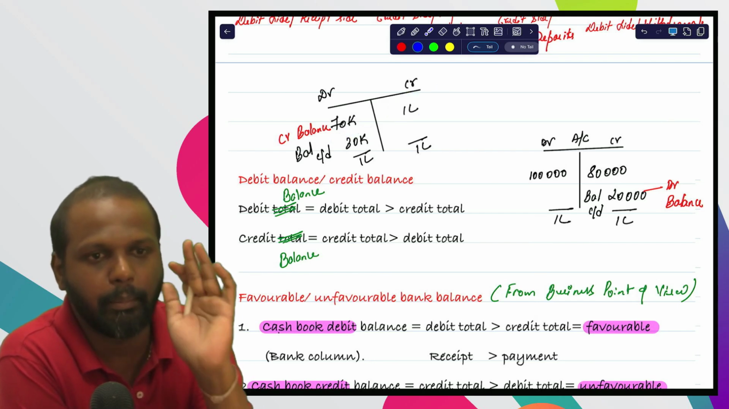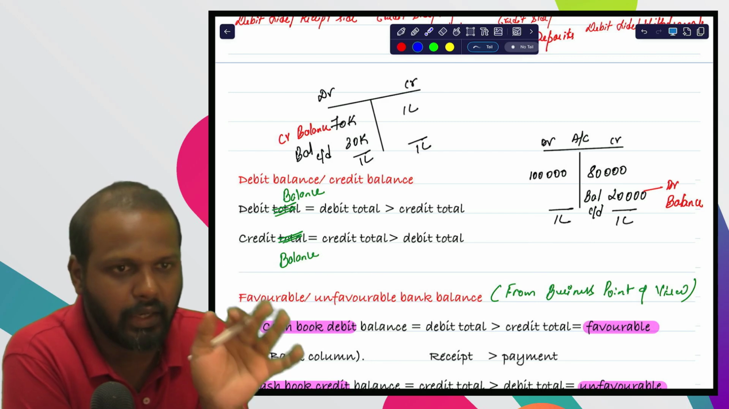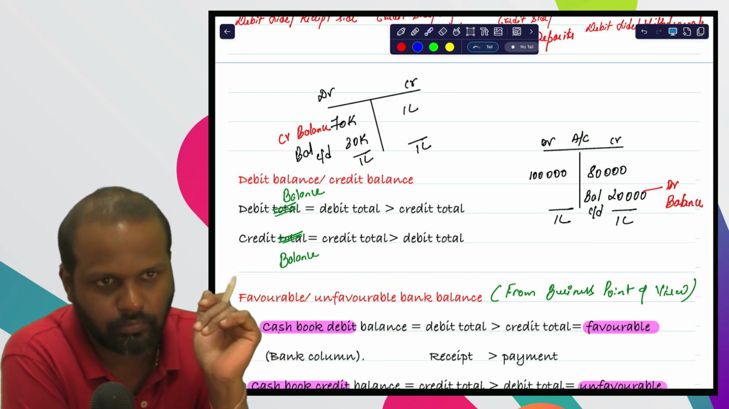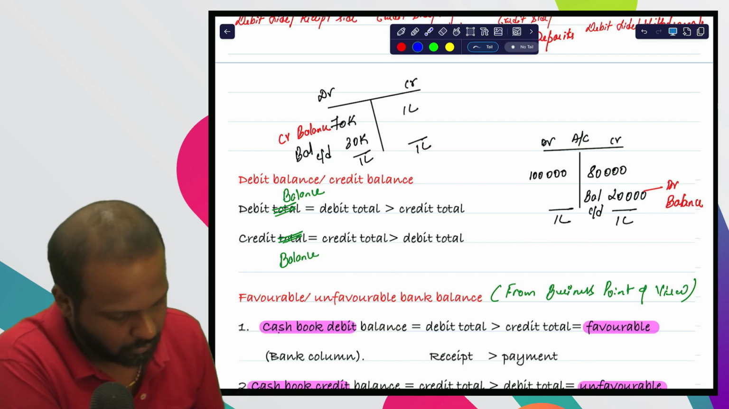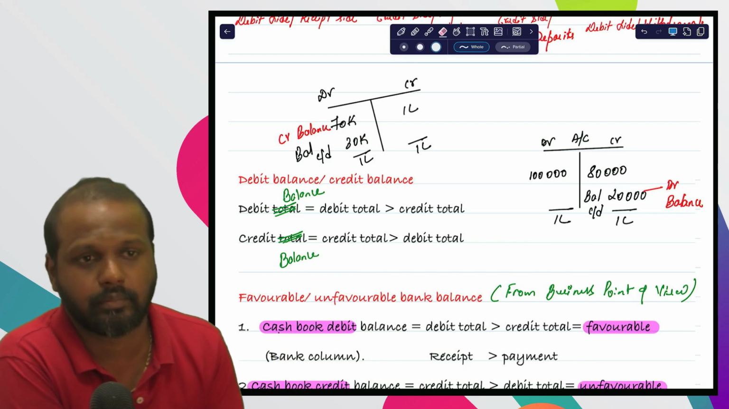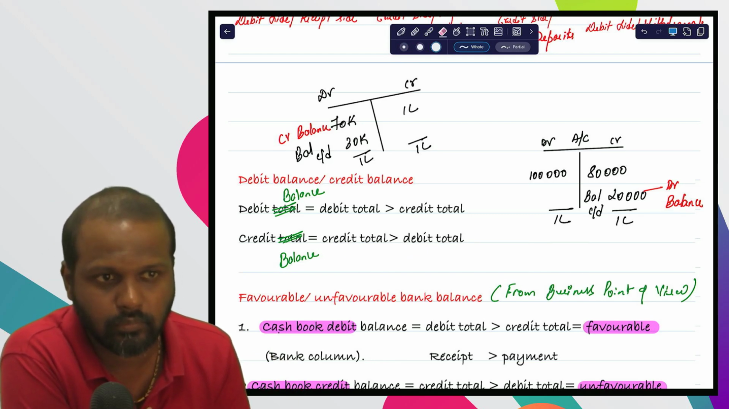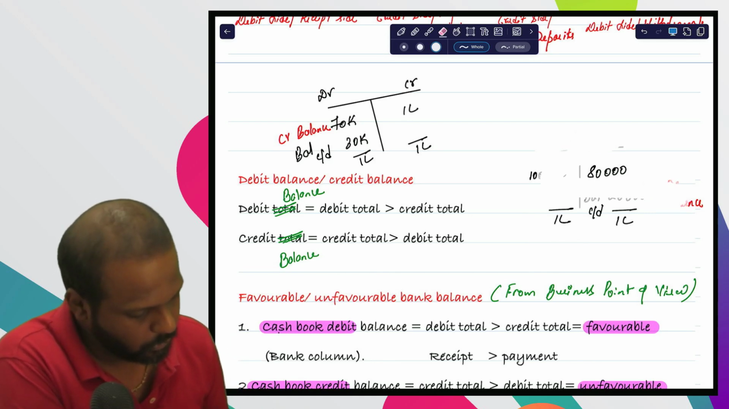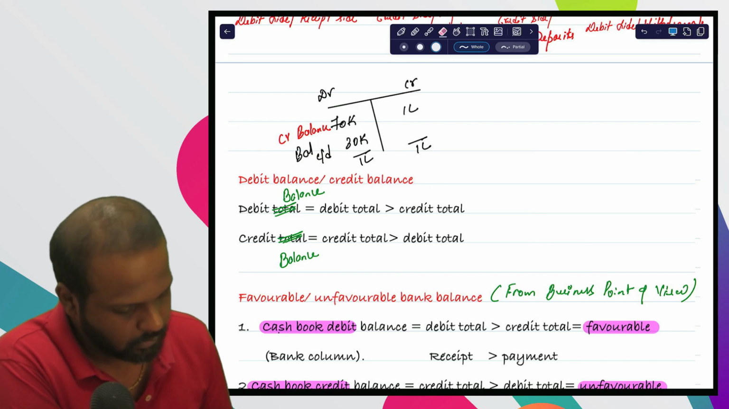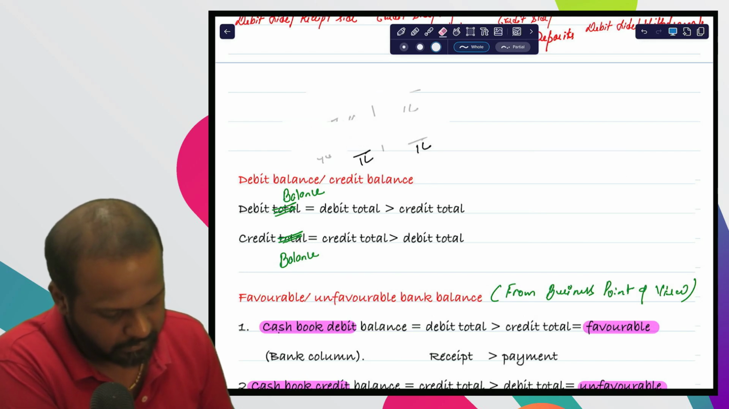Debit balance means debit total is more. Credit balance means credit total is more. So when credit total is more than debit total, we call it a credit balance. Yes, so I hope you have understood what is meant by debit balance and what is meant by credit balance.